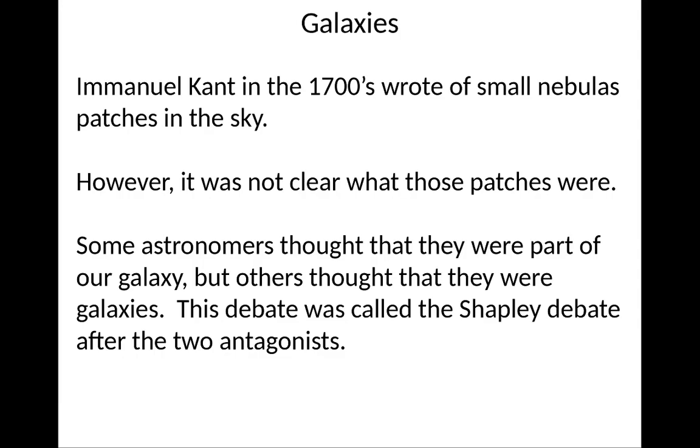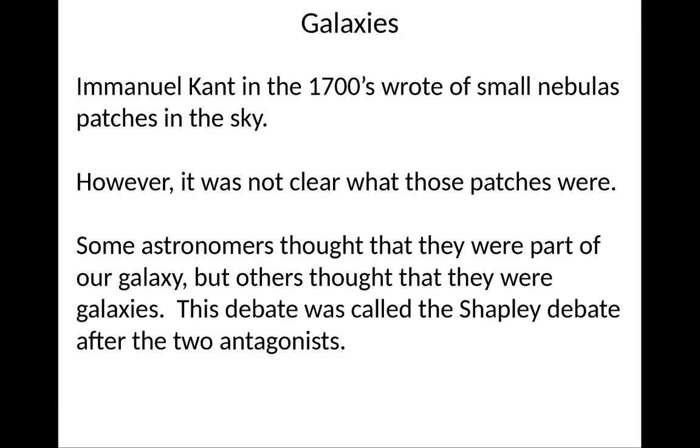Okay, so that's our galaxy. Let's talk about other galaxies now. Immanuel Kant in 1700 wrote about these small nebulated patches in the sky. It wasn't clear what these patches were. These are basically blobs, stuff in the sky. Some astronomers thought they were just part of our galaxy.